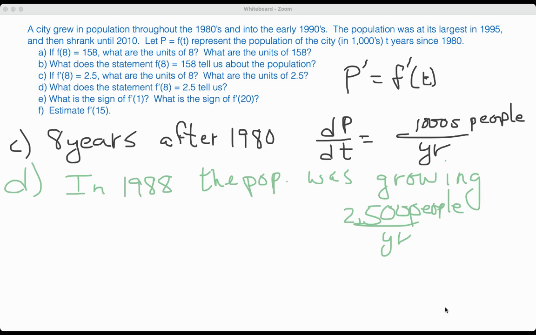And then finally, let's get to E. What's the sign of the derivative at 1? Well, if you happen to see this at 1, we're talking about the year 1981. Was the change in the population positive or negative?